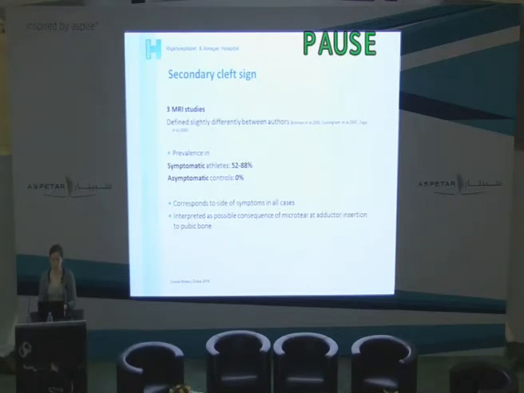So the secondary cleft sign has been suggested to represent the possible consequences of micro tears at the site of the adductor insertions to the pubic bones, and thus be the sign of an indirect lesion of the adductor tendons at their insertion to the pubis.